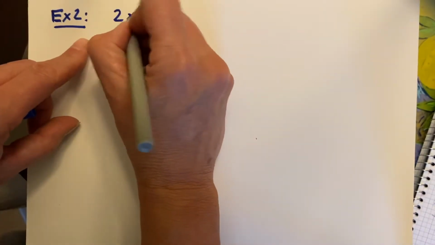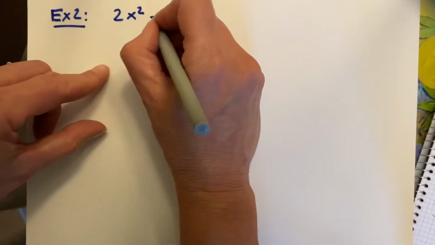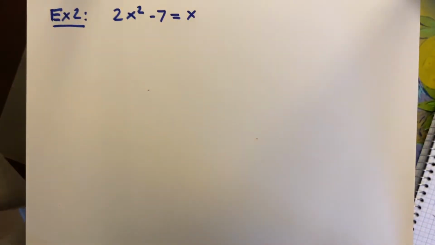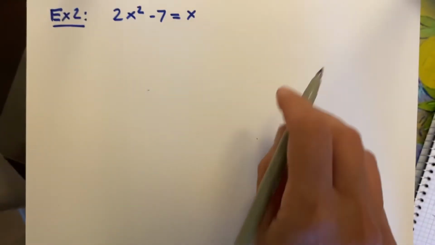This is example 2 in lesson 10.6, part 1. We're going to solve 2x squared minus 7 minus 7 equals x. Now the difference with this problem, there are two.